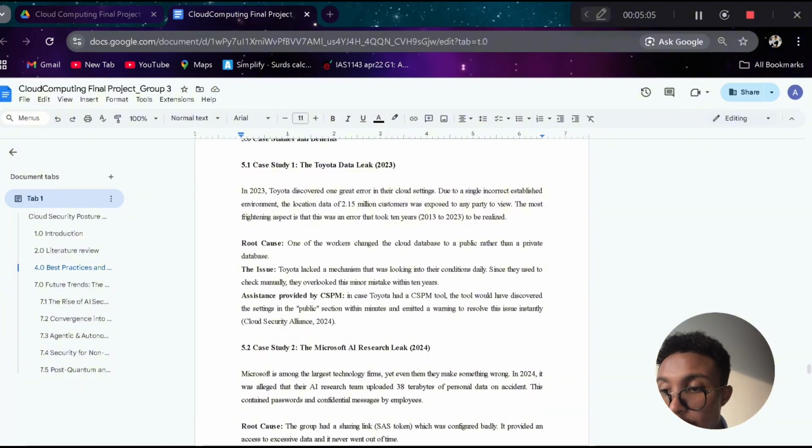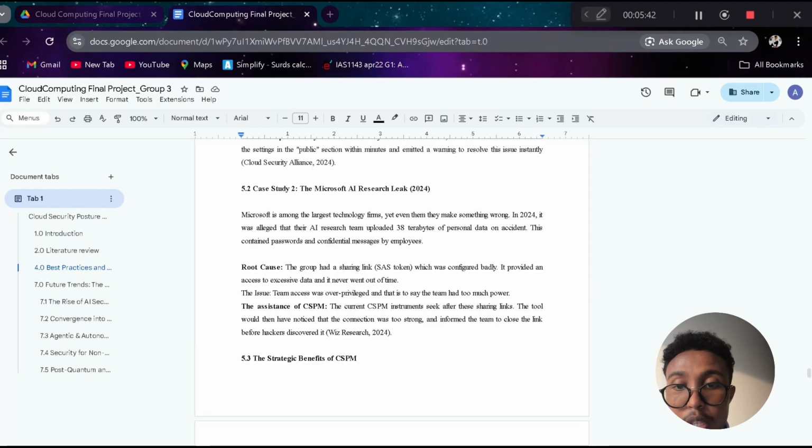For the case studies, we took two. First, the Toyota data leak. Toyota exposed the location data of more than 2 million customers. This happened because a cloud database was accidentally set to public instead of private. The main problem was that the mistake was not detected for many years. If Toyota had used CSPM, the wrong setting would have been detected very quickly and fixed immediately.